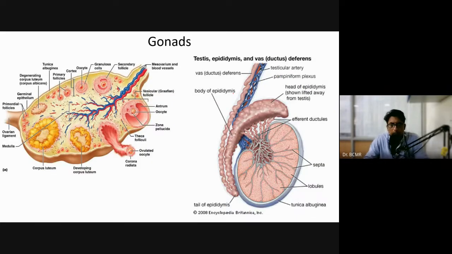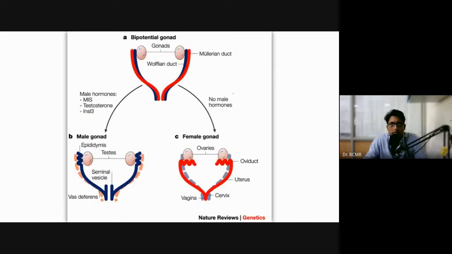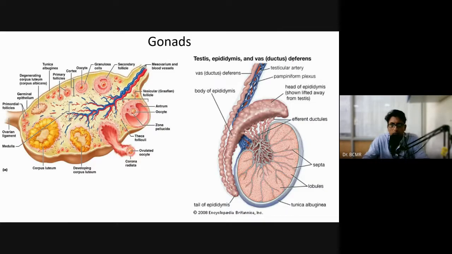So we have seen the gonads in general, and what we are trying to learn is, if we want to derive gametes from embryonic stem cells or any of these cells, then we should understand how the development of gametes happens, right? That is what we are trying to do.